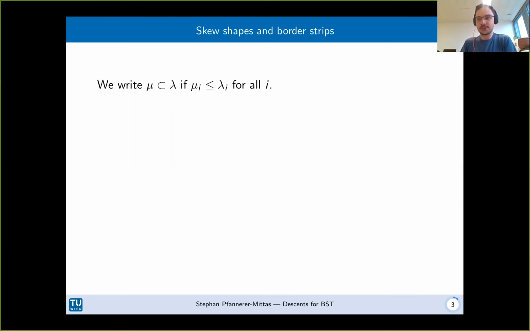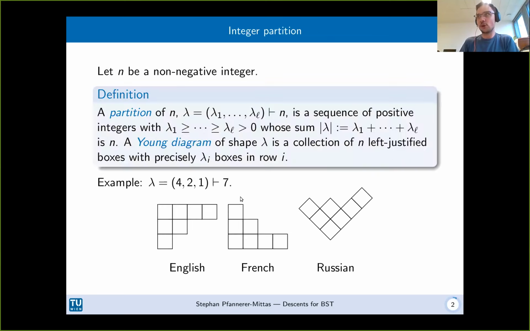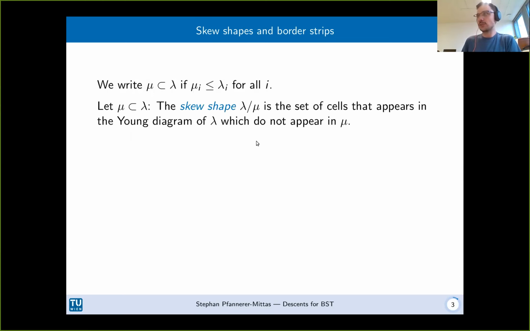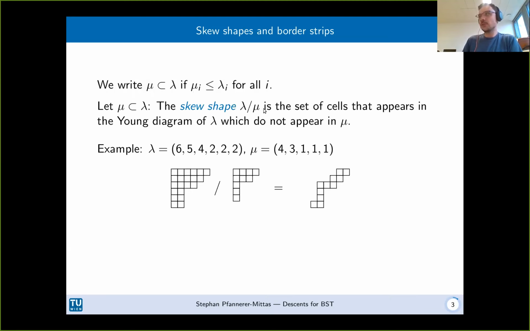If we have 2 partitions, we can compare them. One of them could be contained in another one if all the parts of one of the partitions are smaller or equal than the parts of the other one. And we use this to find skew shapes, which simply is we take the cells from the bigger partition and subtract all the cells from the smaller partition. So when we take this partition, draw it in here and delete everything, then we obtain this shape here. This is what we call a skew shape.